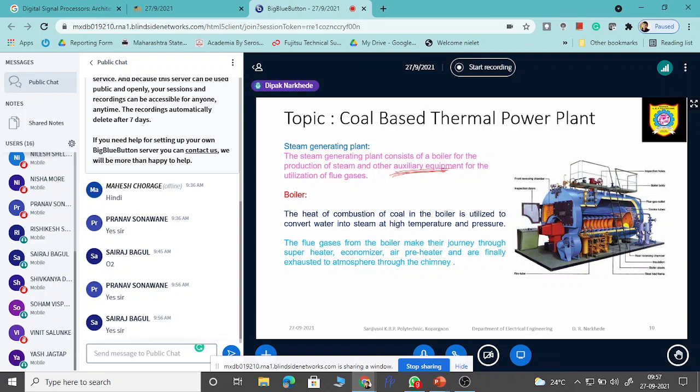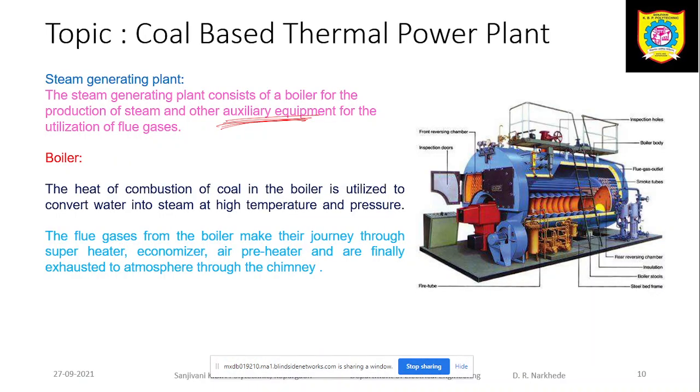Air preheater, yes. Second? Economizer. Superheater. Okay, so these are the auxiliary equipment which can be used to increase the thermal efficiency of my overall thermal power plant. Out of these, the air preheater and the economizer will increase the thermal efficiency of the boiler, and the superheater will increase the overall thermal efficiency of my generating plant over here.